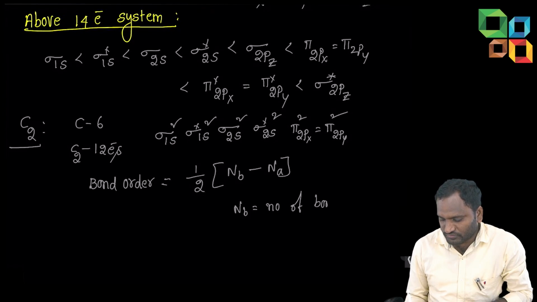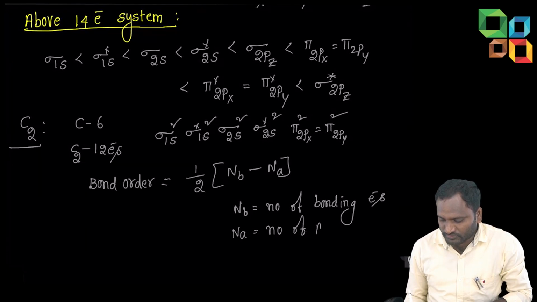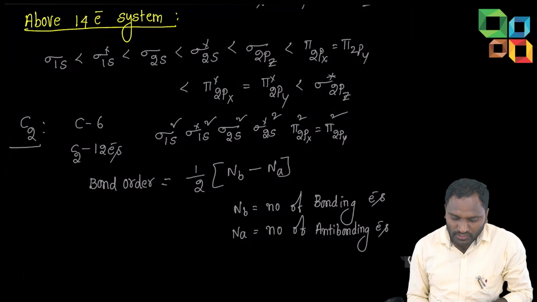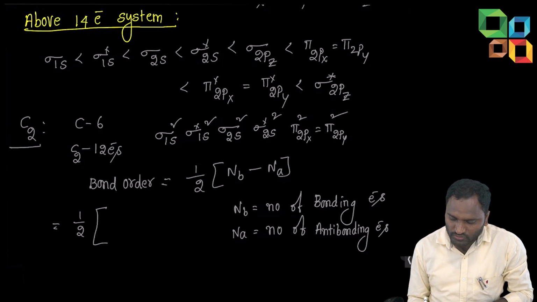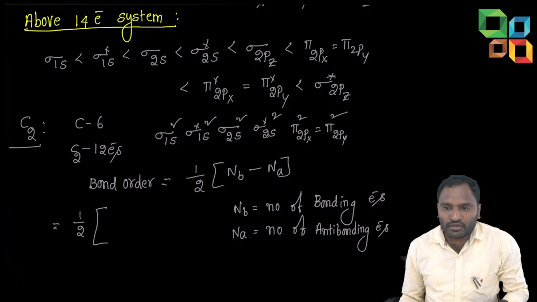Important, students. Na is the number of anti-bonding electrons. Number of bonding electrons and number of anti-bonding electrons, half into. Without star, bonding electrons; with star, anti-bonding electrons, that you know already from the representation.